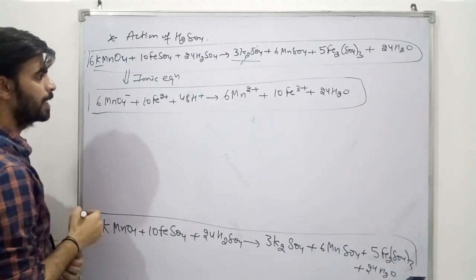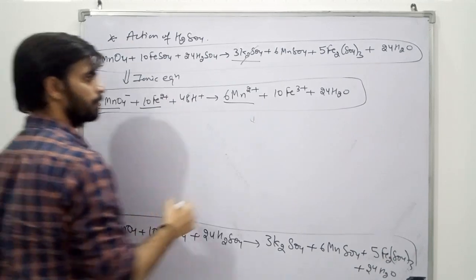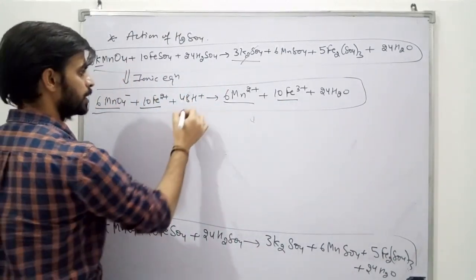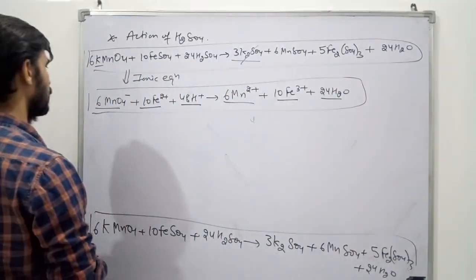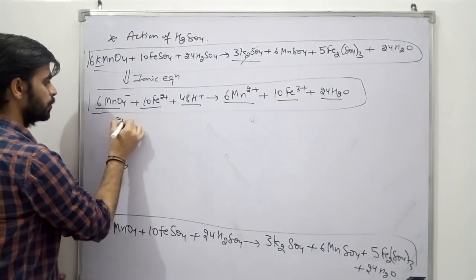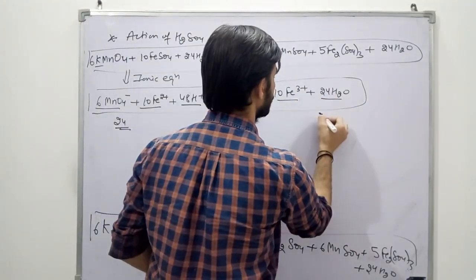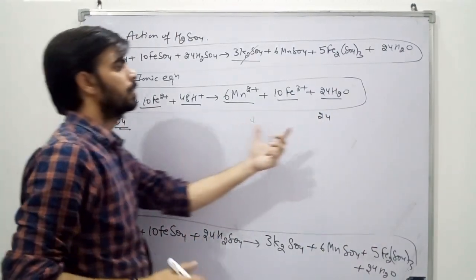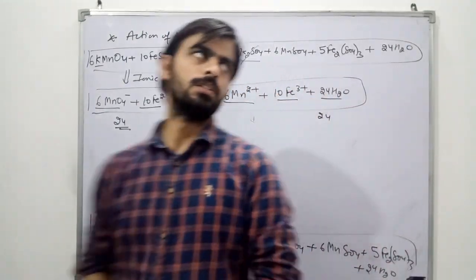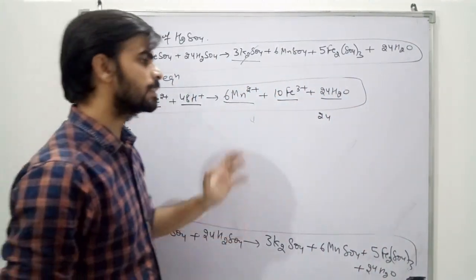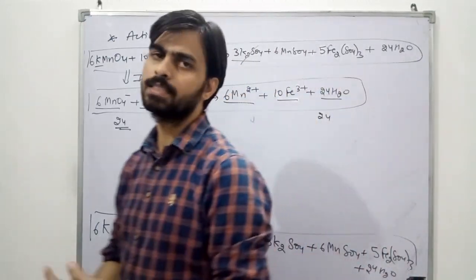Now check whether it is balanced or not. 6 manganese, 6 manganese, 10 ferrous, 10 ferric, 48 H plus ions, 48 H plus ions. Now oxygen: 6 times 4 is 24, 24. So you have got finally the balanced ionic equation. So this is all about the oxidizing character of KMnO4 in neutral, basic and acidic solution.